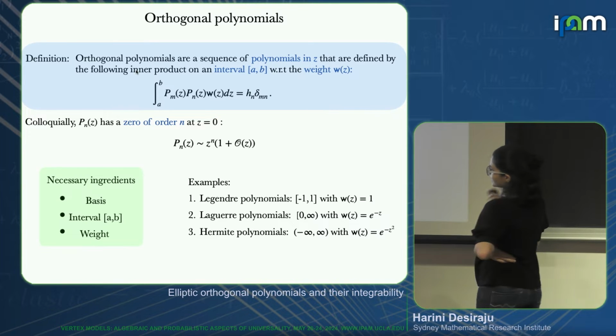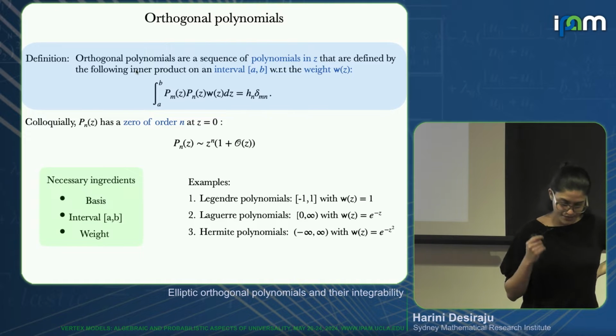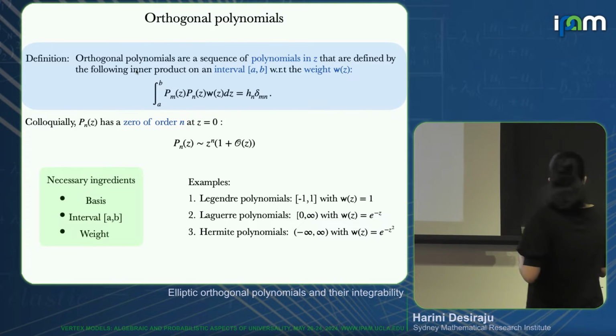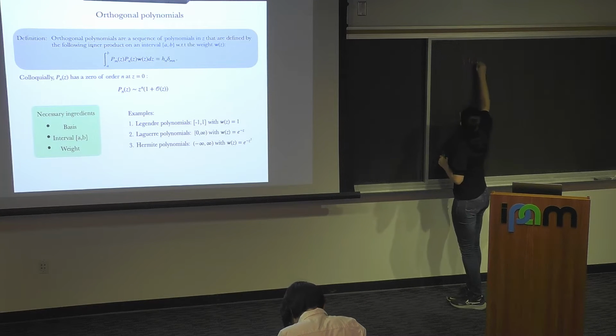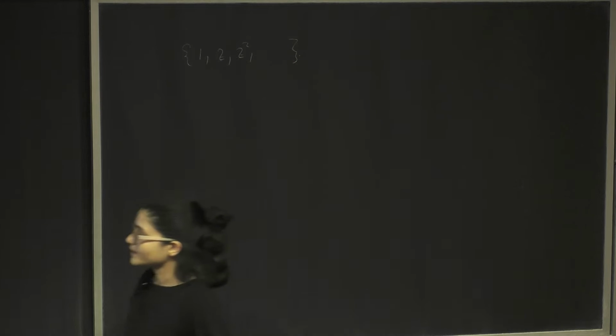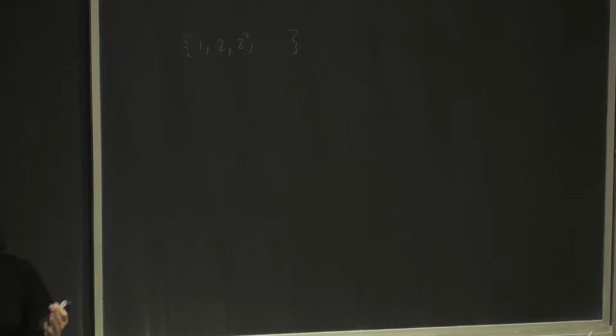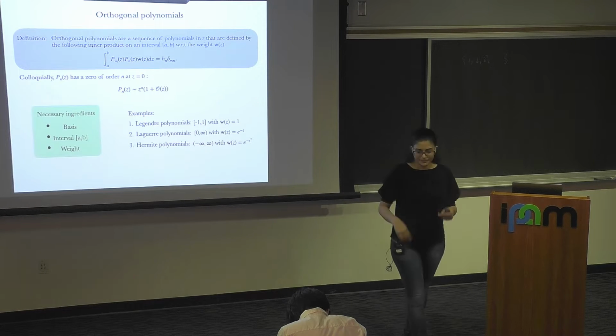Okay, so the 3 main things that are important in this picture, mainly for generalization, is first the basis. In this case, it is 1, z, z squared, something easy. Then there is the interval, which is A to B, and then there is the weight. There are very well-known examples. For example, Legendre polynomials, the weight is simple, it's 1, and A and B are -1 to 1.